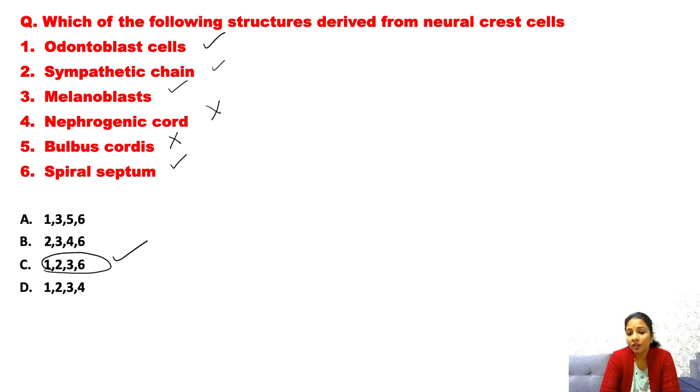The spiral septum is the aorticopulmonary septum, otherwise called the conotruncal septum, which is derived from the neural crest cells. So the answer here is 1, 2, 3 and 6. So C is the answer.